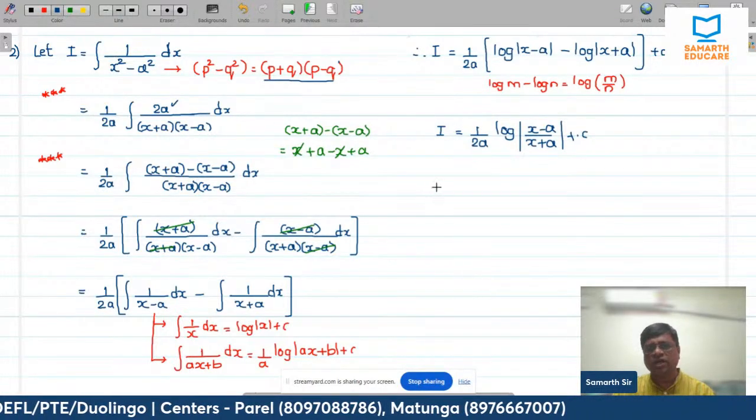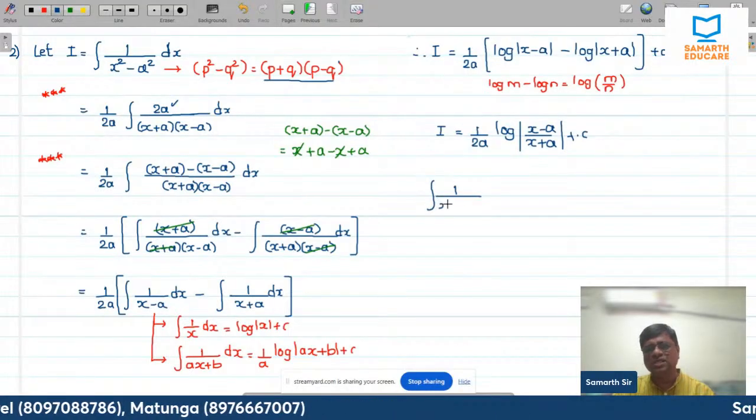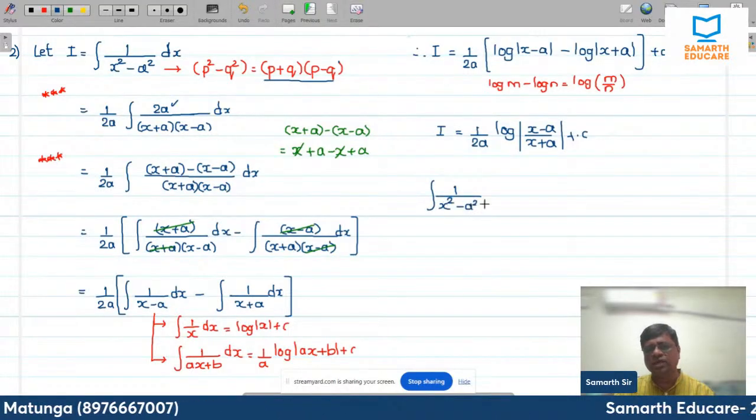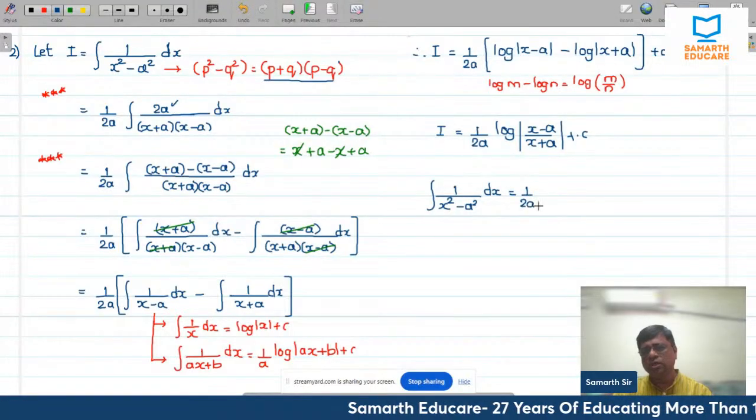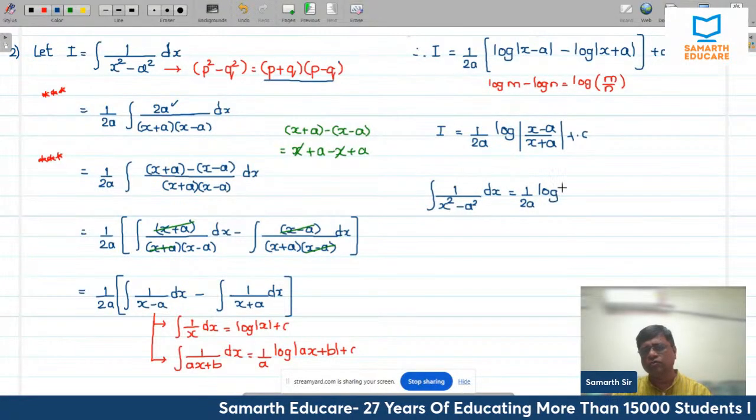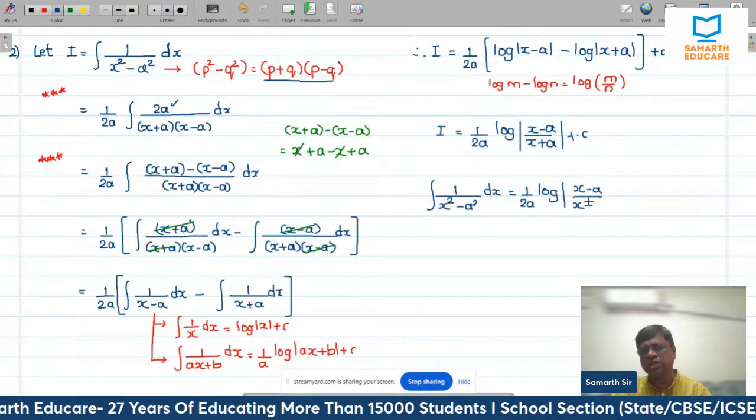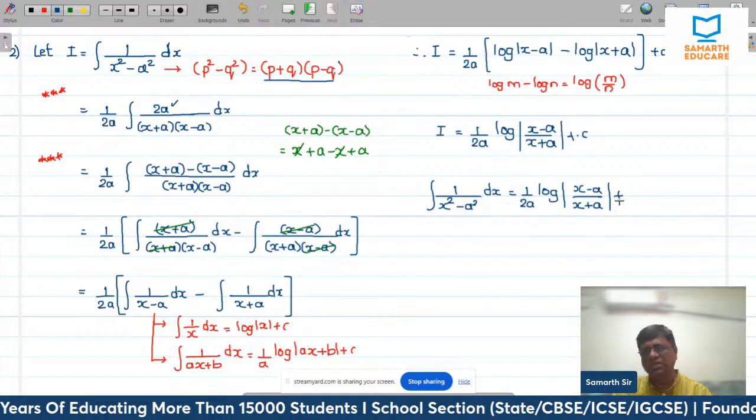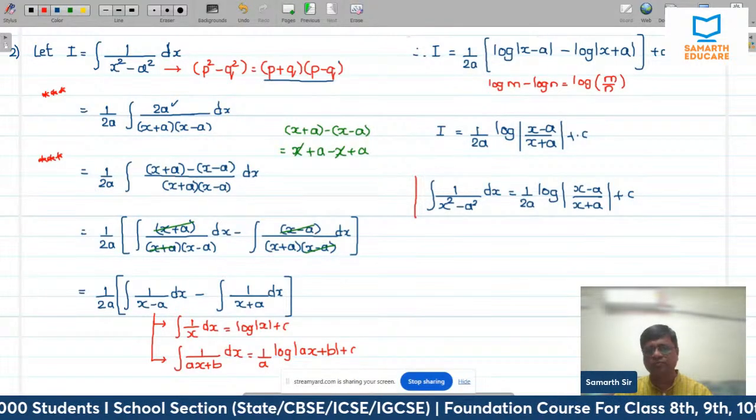Hence, final step, hence integration of 1 upon x square minus a square dx is equal to 1 upon 2a log of x minus a divided by x plus a plus c. This is today's second standard form.